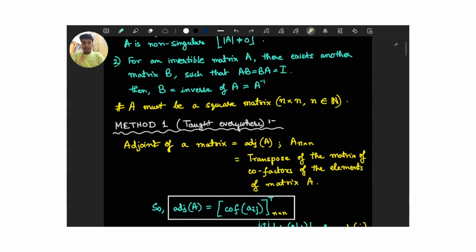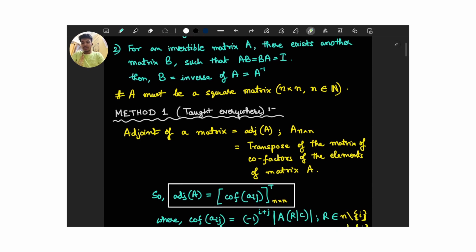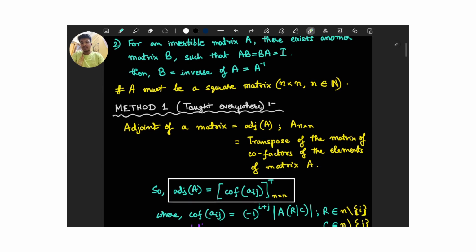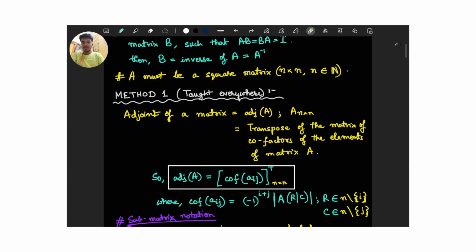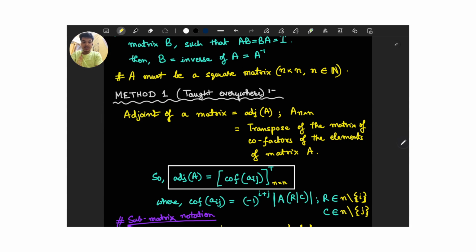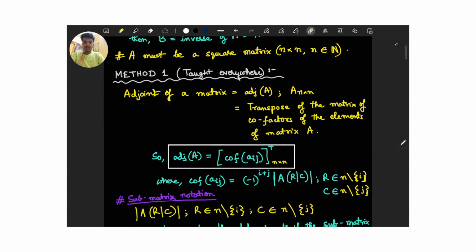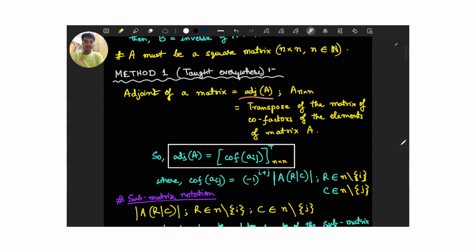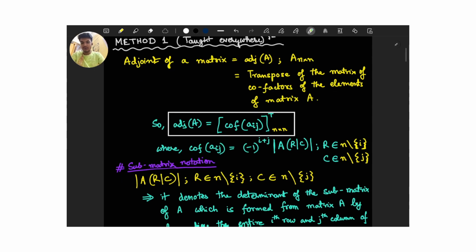Now let us first understand a very simple method which each and every one of you will know. The first method, which is basically taught everywhere, in coaching as well as elsewhere, to find the inverse of a matrix, employs the concept of the adjoint of a matrix. The adjoint of A is basically the transpose of the matrix of cofactors of the elements of matrix A. You guys all know it.